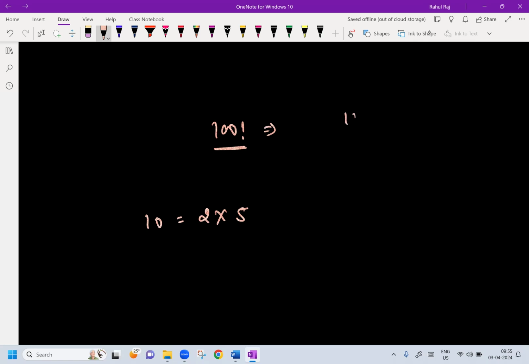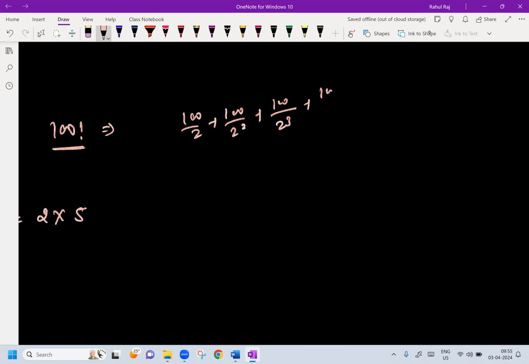It will be a huge number. 100 by 2 plus 100 by 2 square plus 100 by 2 cube plus 100 by 2 to the power 4 plus 100 by 2 to the power 5 plus 100 by 2 to the power 6. Now here it is 50, here it is 25. Okay, fine, leave it. Don't do it. I'm telling you, I'm making you understand now.